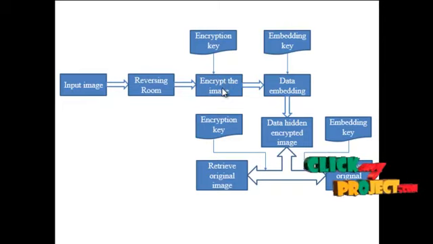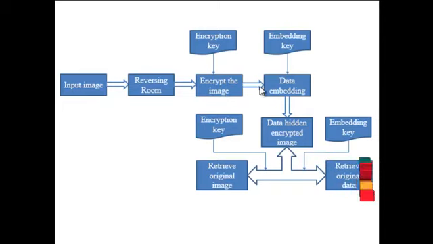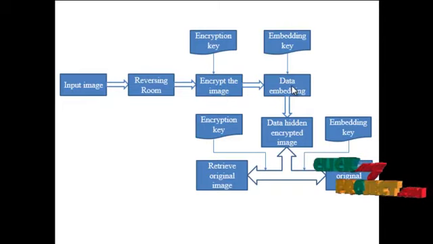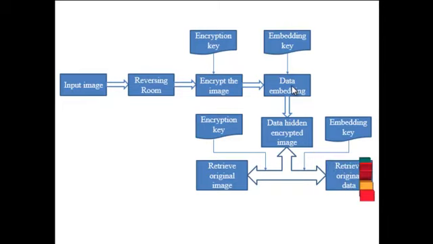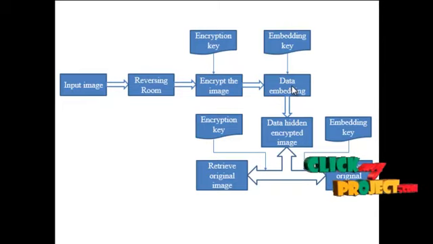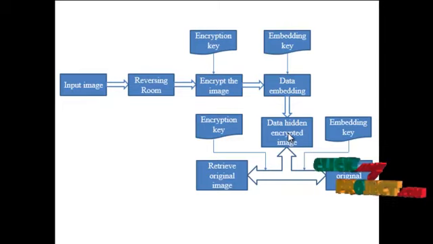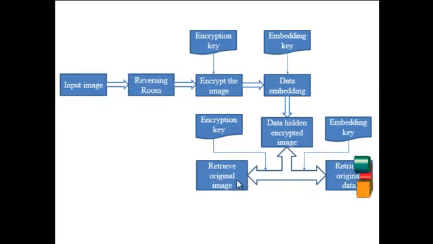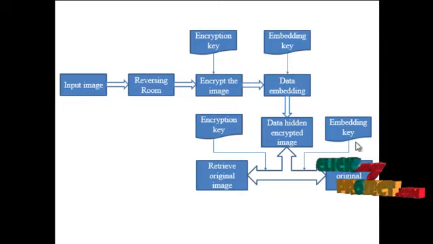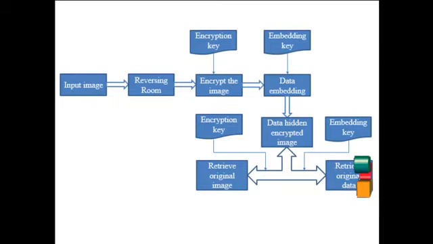After the encryption, the encrypted image goes to data embedding. Here, the data is embedded by LSP and RDH with the embedding key, and the data is embedded in the reserving room. After the data is embedded, it goes to the receiver side. On the receiver side, if you give the encryption key, we get the original image, or if we give the data hiding key, we get the original data. This is the advantage of this process.